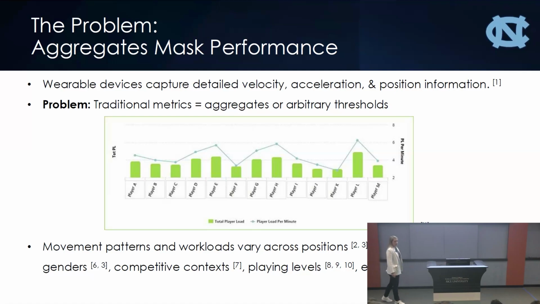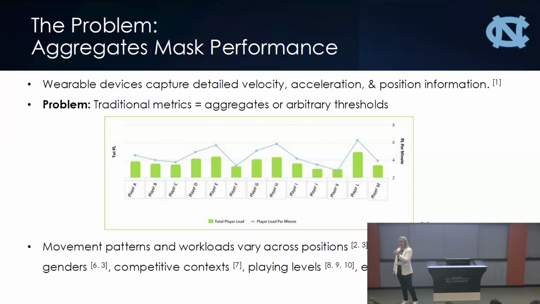Let's dive into the problem we're trying to solve here. Wearable devices have really grown in popularity, and no matter what company you use, you're getting lots of information. However, a lot of these traditional metrics are pretty arbitrary, so they're using a threshold to define what's an acceleration, what's a sprint event, or how we define training load. And then you run into a problem: I want to switch companies. One company offers me a better deal on these devices, and at the college level, we're all about saving money. And so then you're starting from square one.